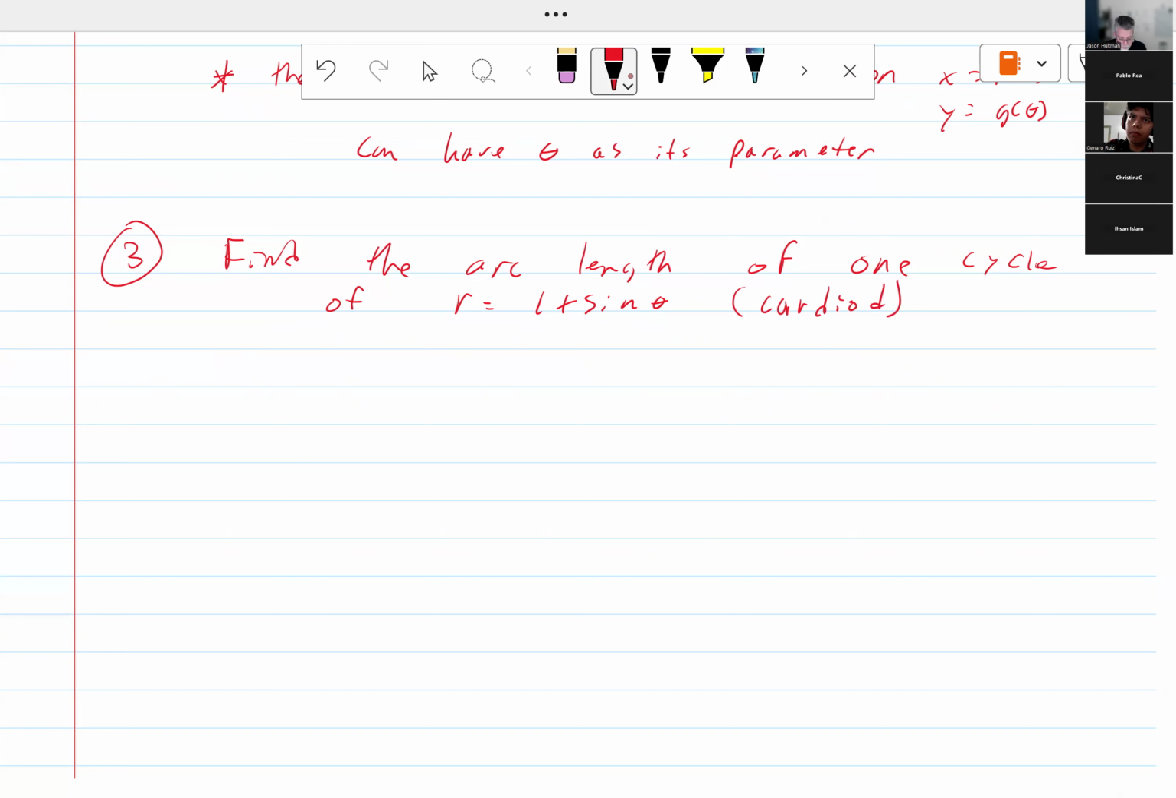Okay, that's a cardioid. So we want to know what's the arc length of one cycle of the cardioid. Well, on a cardioid theta goes from 0 to 2 pi. The period of a cardioid is 2 pi. We want to find out what the total arc length of this cardioid is.